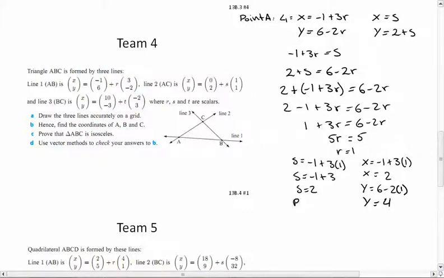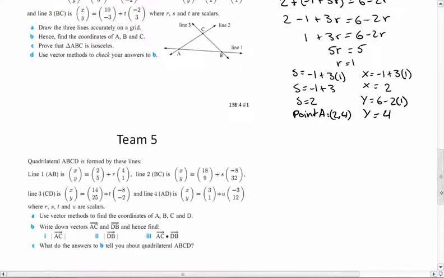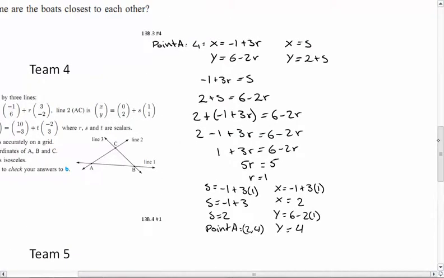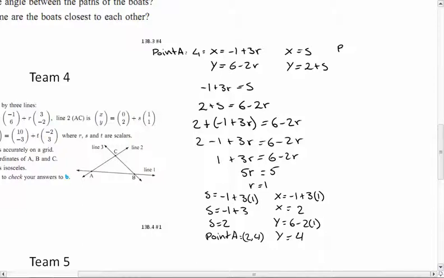So your point A is 2, 4. Then point B. You would do the same thing, so you would rewrite the equation.